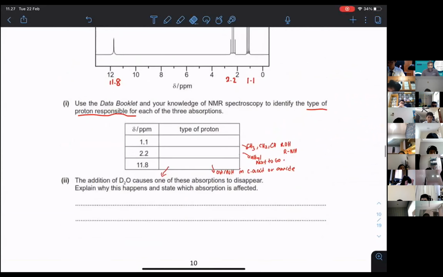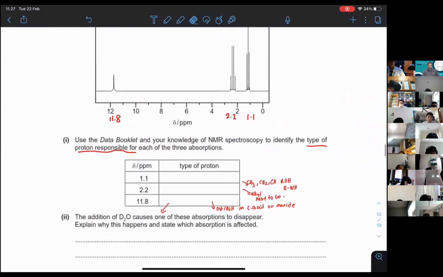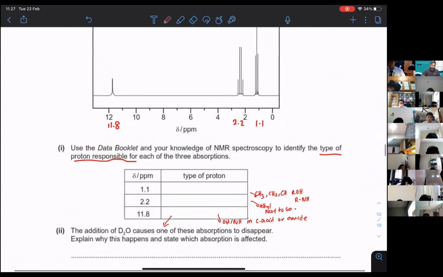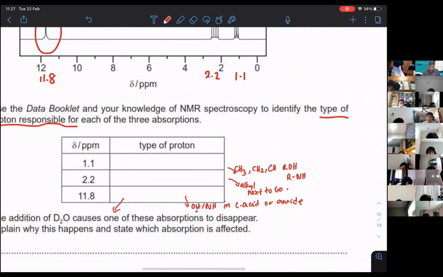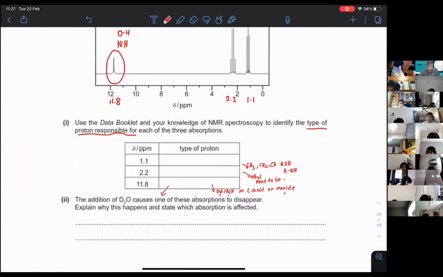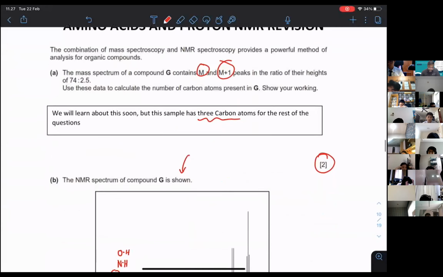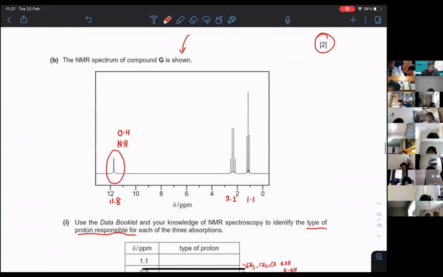Now use the data and identify the type of proton responsible. When I see here, I do see one line. If I see one line, you know that it must be NH or OH. So it can be OH or NH, carboxylic acid or amide. I don't think there is enough information here to use two answers.